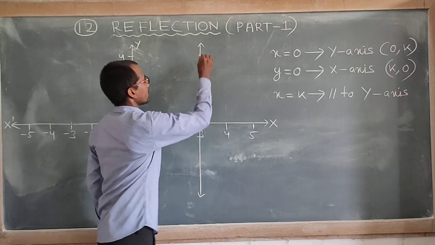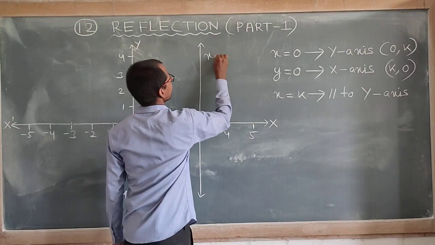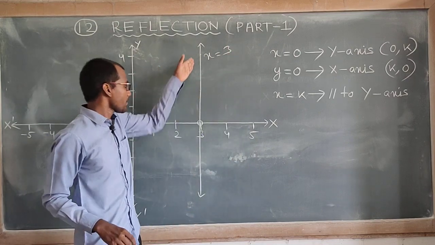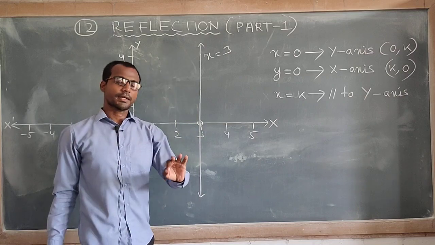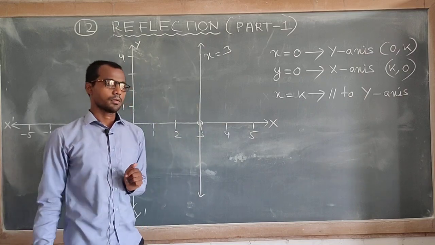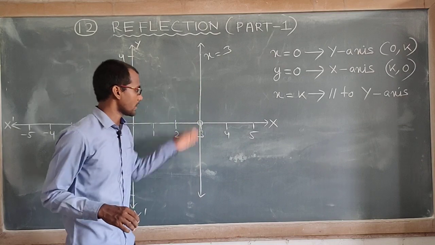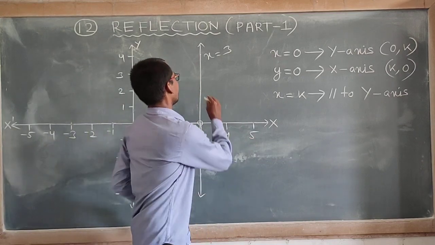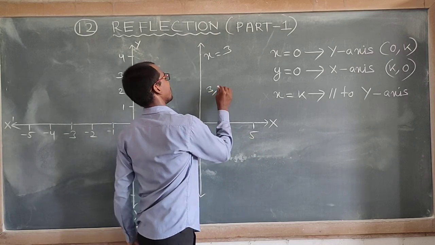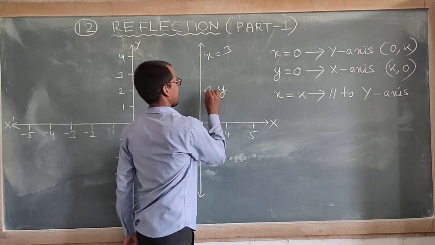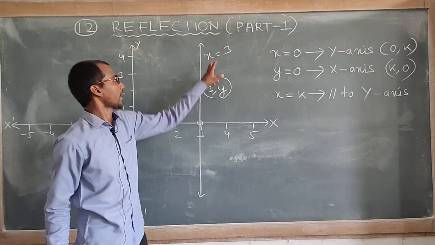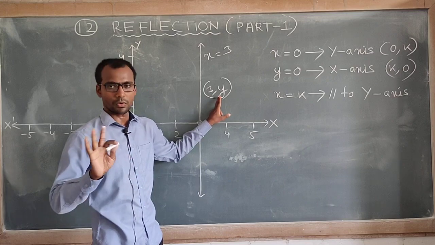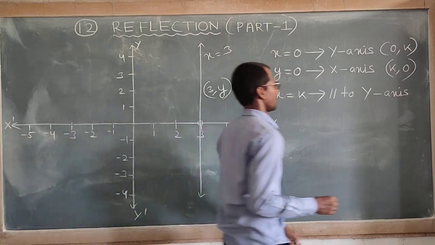Now the equation of this line is x is equal to 3. So if you take any point on this line, its x coordinate will be 3. Y coordinate is not fixed. So randomly if you take any point on this line, the general form of that point will be (3, y). X is 3, so 3 is constant here. X coordinate will be 3, but y we don't know.